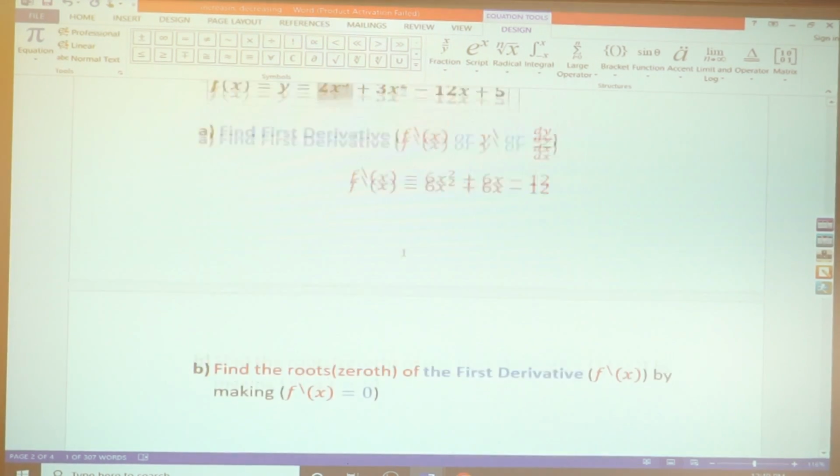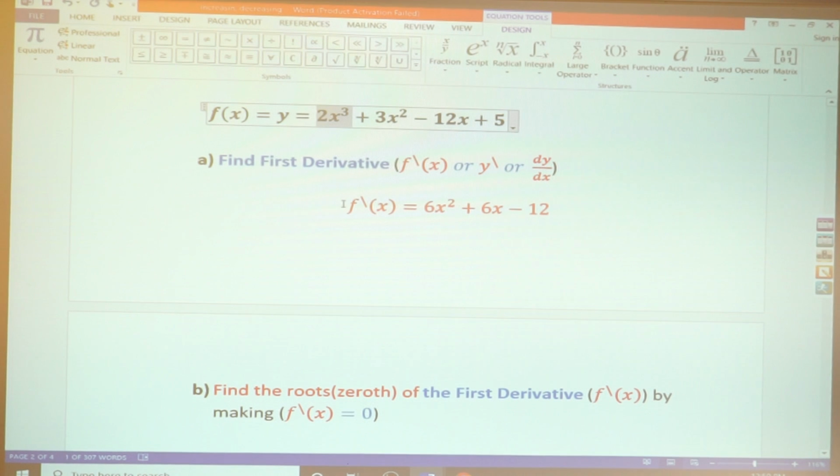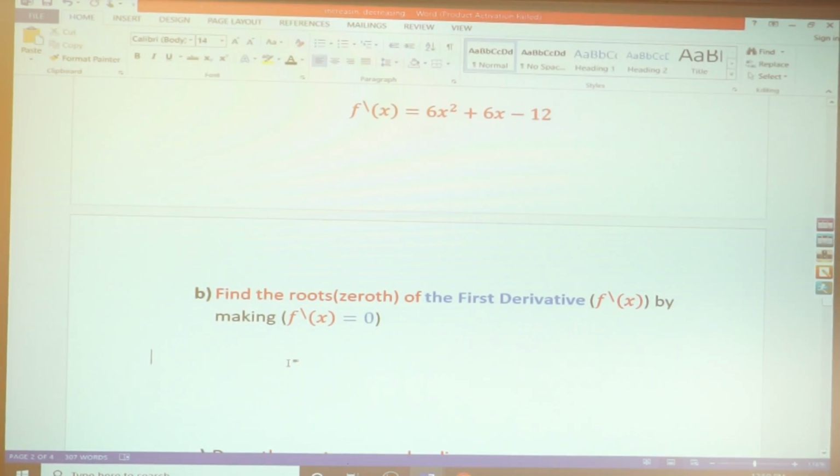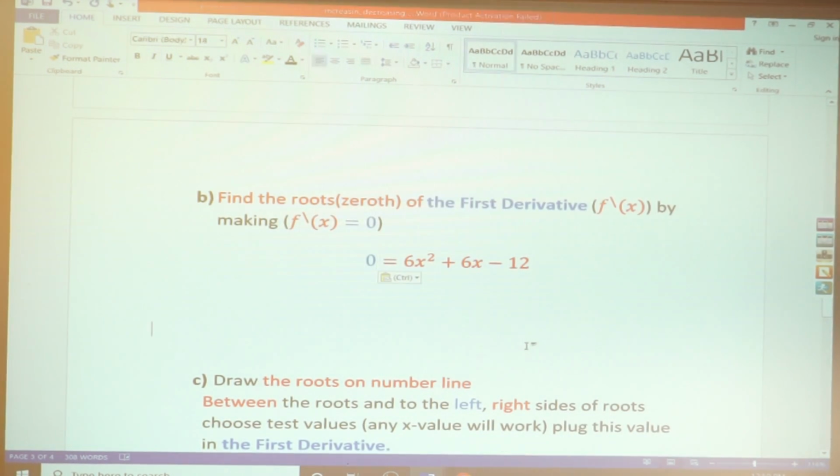What's the second step? Find all the roots. How do we find it? We're going to copy this from here and paste it, and we're going to make it equal to 0. That's what we said. Now, how are we going to solve this with basic algebra?